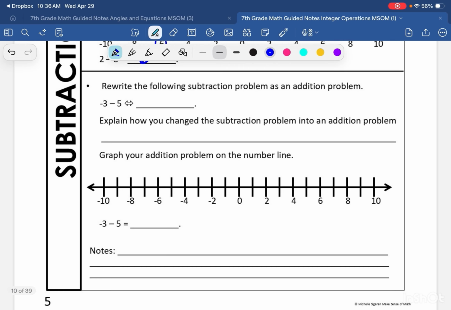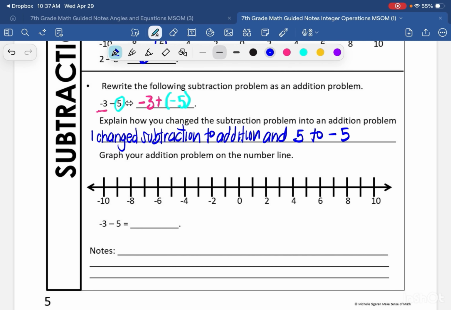Next question, rewrite the following subtraction problem as an addition problem. So we have -3 minus 5. We're going to change the subtraction to an addition problem and change the 5 to the additive inverse or the opposite. Again, I'm going to use parentheses to distinguish from the plus sign there. Explain how you change the subtraction problem into an addition problem. Well, I changed the subtraction to a plus, and I changed the 5 to a -5.